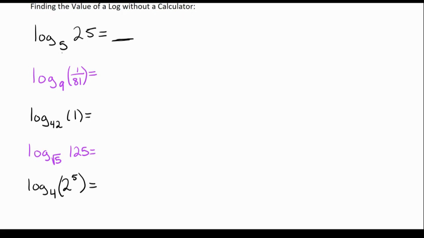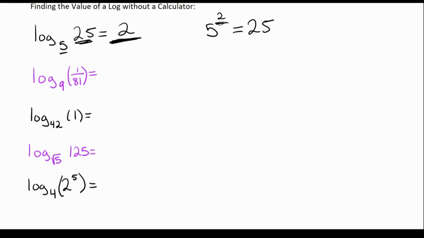And the way to find that without one is we're really just looking at this base here. We can change this log equation into an exponential equation, saying this base 5 to the power of what, that's what we're looking for, is equal to 25. So this one to start is a fairly straightforward one, because I know that 5 squared is equal to 25. So my value of this expression is 2.